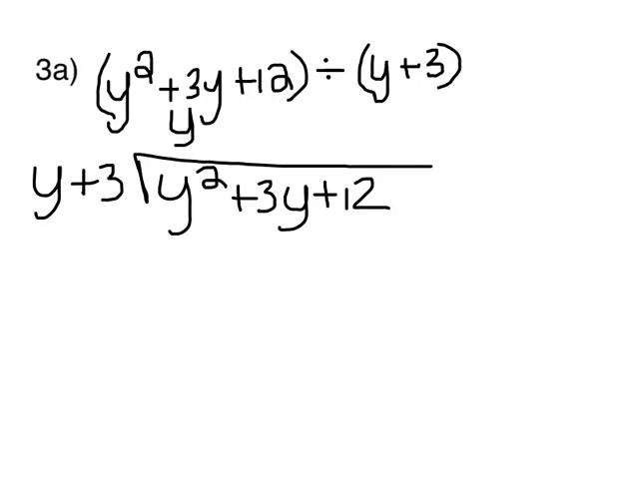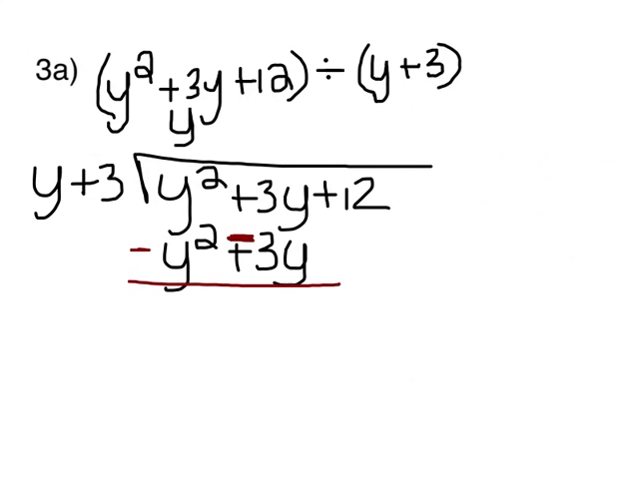Y times a y would give us a y squared, and now we'll multiply y times y plus 3. Y times y gives us y squared, y times 3 gives us 3y. And now we'll distribute our negative sign to our bottom expression. A negative times a y squared will be a negative y squared. A negative times a 3y will give us a negative 3y. And now we can subtract.